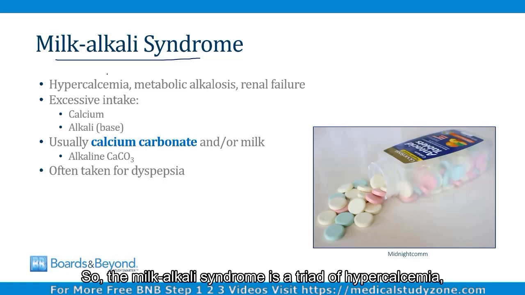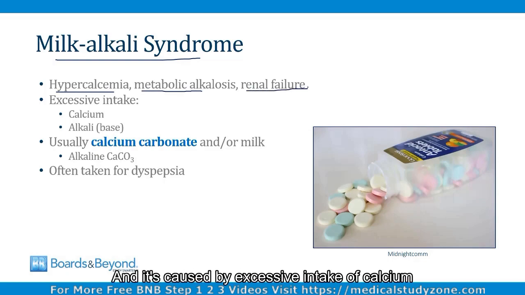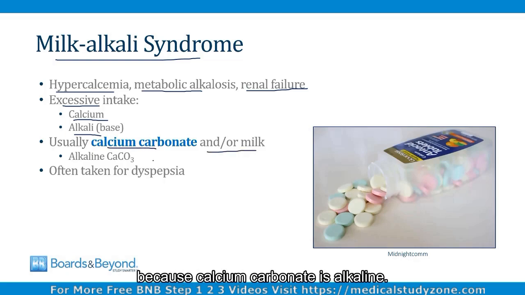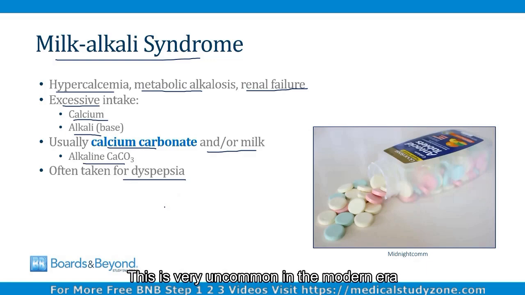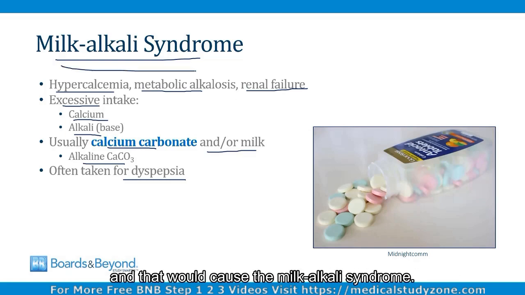Next cause of metabolic alkalosis is the milk alkali syndrome. So the milk alkali syndrome is a triad of hypercalcemia, metabolic alkalosis, and renal failure. And it's caused by excessive intake of calcium and some alkali, which is some form of base that can raise the pH. Usually it's calcium carbonate or milk because calcium carbonate is alkaline. And years ago, patients used to take lots of calcium carbonate for dyspepsia. This is very uncommon in the modern era because we have proton pump inhibitors. But in the time before PPIs, patients would take lots of these antacids for stomach upset, and sometimes they would take too much calcium carbonate, and that would cause the milk alkali syndrome.